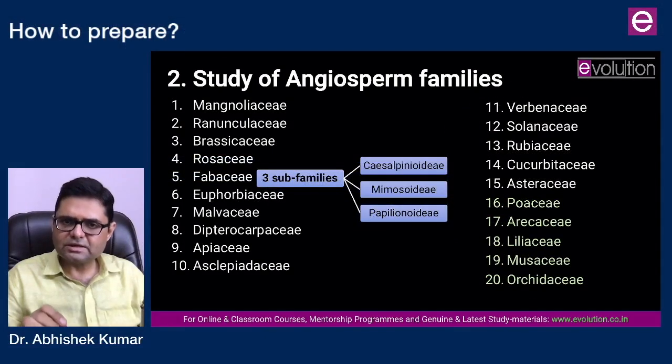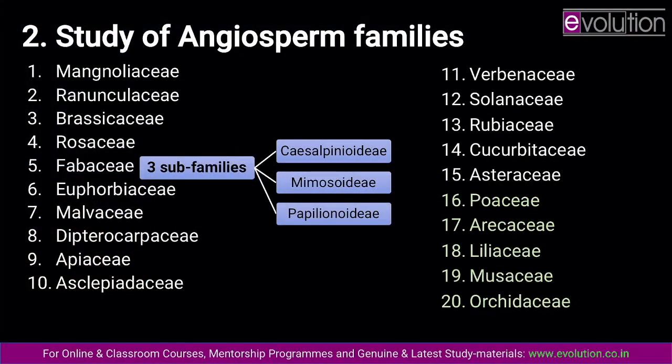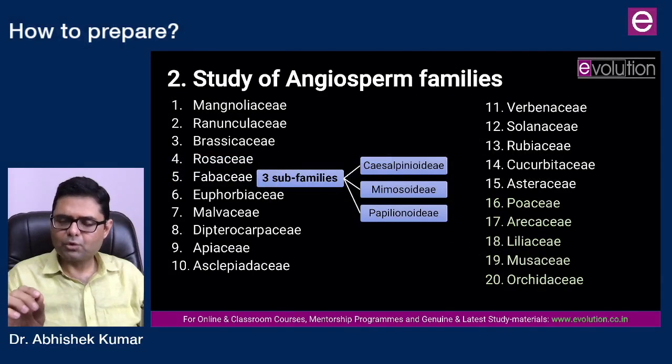Then you come to the study of angiospermic families. There are in total 15 families which are dicot families, and within these 15 families, Fabaceae has to be done individually for each subfamily. So these are Caesalpinioideae, Mimosoideae and Papilionoideae. These three subfamilies have to be done. Apart from that, there are other 14 families that you have to do. So total there are 15 dicot families that you have to study and 5 monocot families that you have to study. Take a careful look.